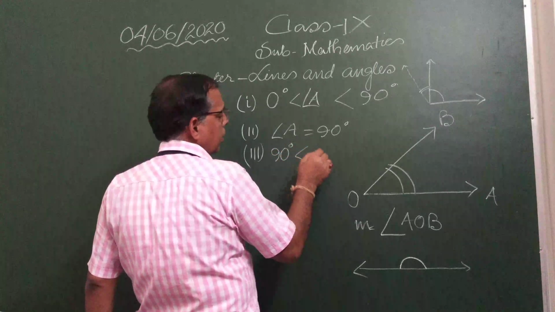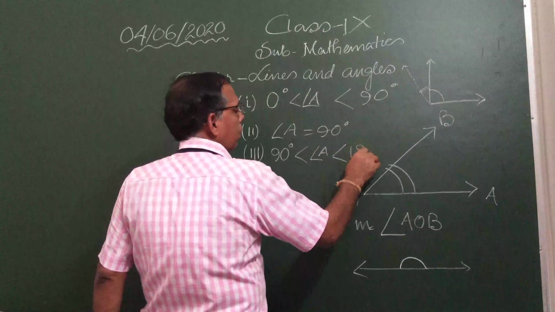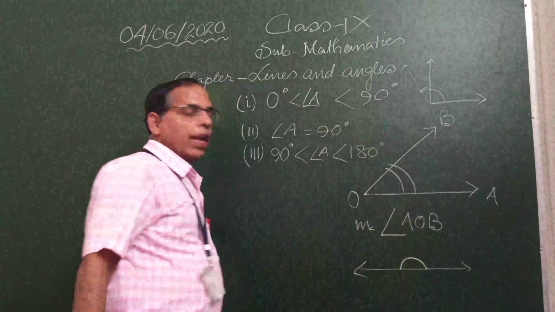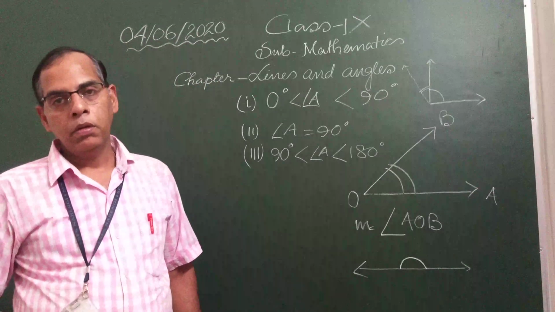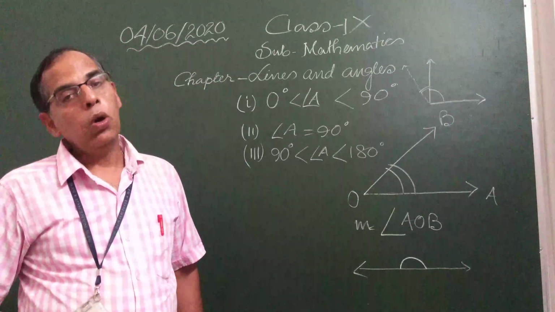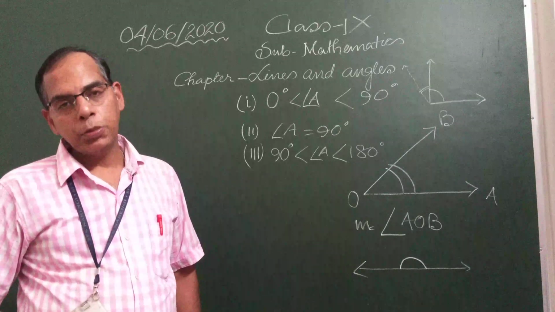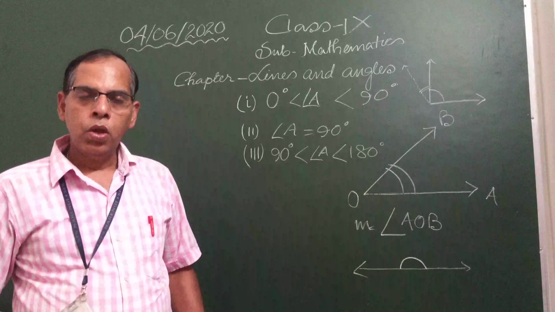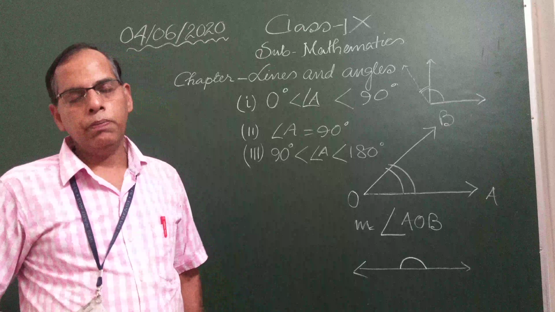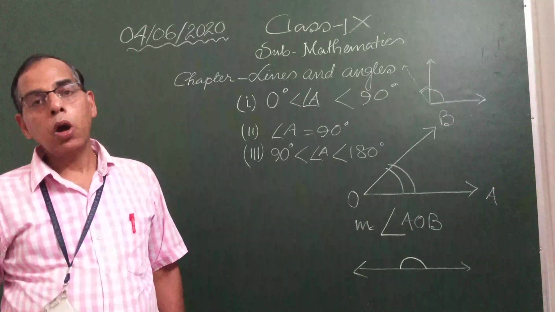90 degree. Angle A. So if an angle lies between 90 degree and 180 degree, then that angle is known as an obtuse angle. If the measurement of an angle is greater than 90 degree, that means even 91 degree or 90.5 degree also, then that angle is known as an obtuse angle.